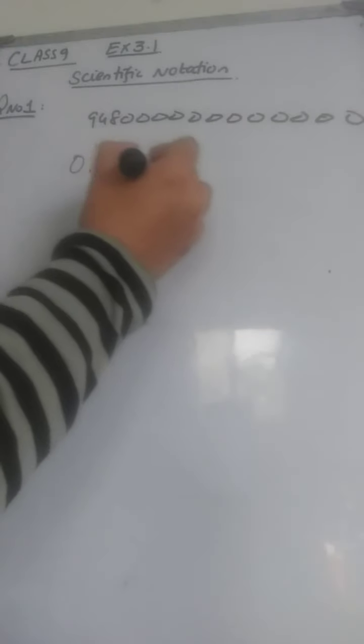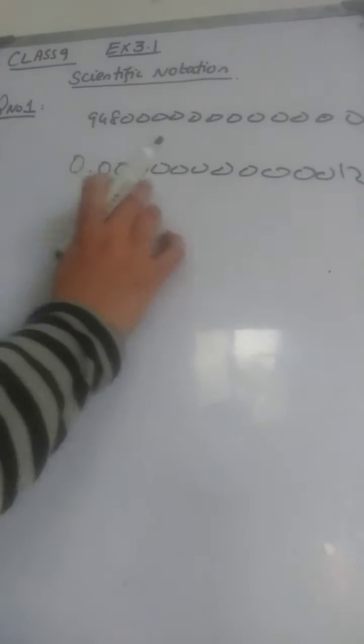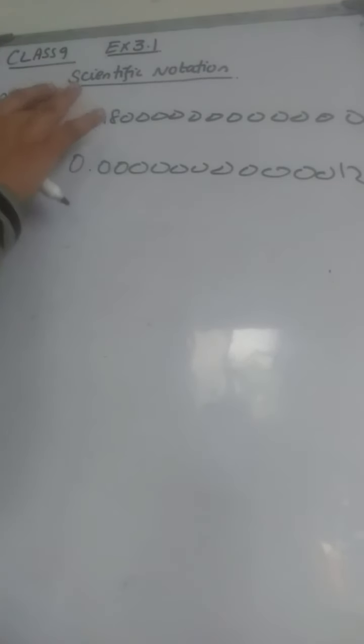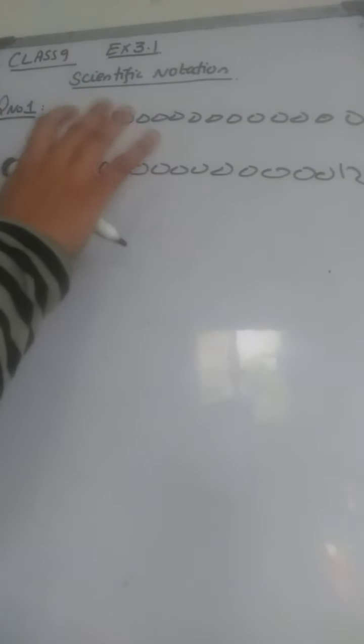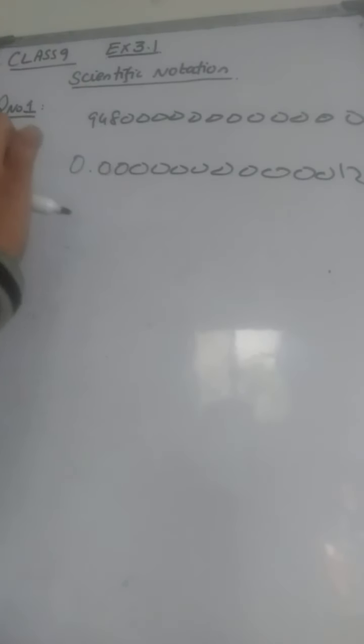We use this method when a number is either very large or very small. For example, this is a very large number, or if it is too small, for example 0.0000, this is almost equal to 0. So for such numbers we use the scientific notation. We write these in a different form, in powers of 10 actually, and that form is called the scientific notation.